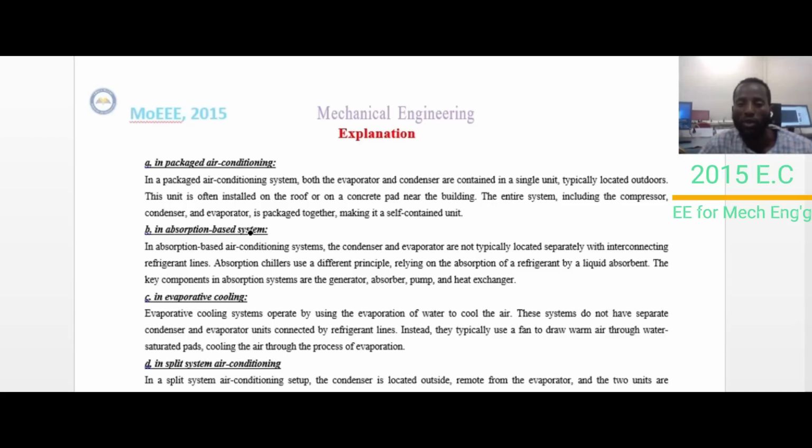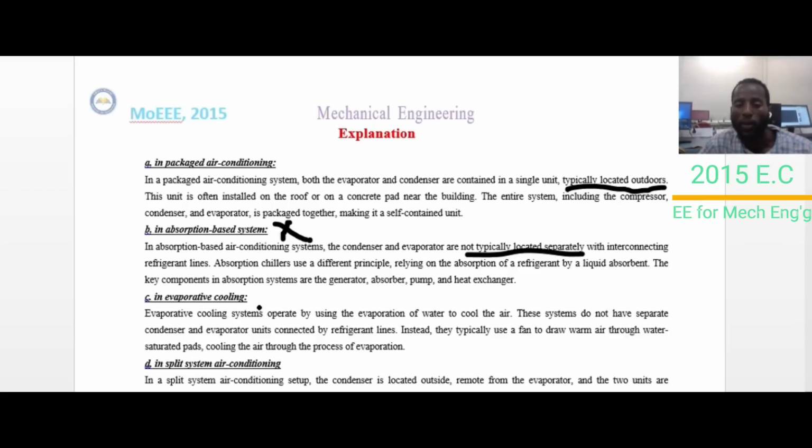B. Absorption-based system. In this system, the condenser and evaporator are not typically located separately with interconnecting refrigerant lines. Absorption chillers use a different principle, relying on the absorption of refrigerant by a liquid absorber, and the key components in an absorption system are the generator, absorber, pump, and heat exchangers. So this is not the right answer.